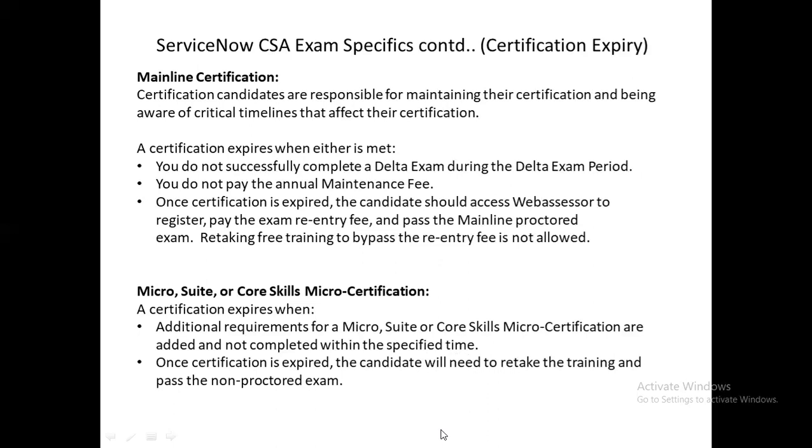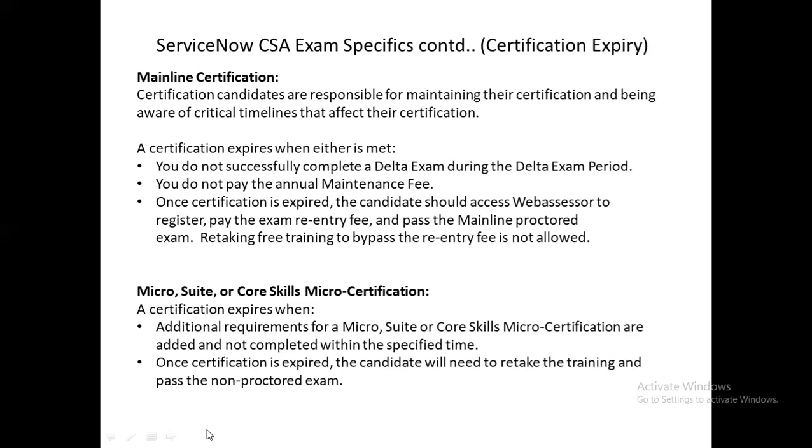Once certification is expired, the candidate will need to retake the training and pass the non-proctored exams. We already know that micro and suit are non-proctored exams. We have talked about it earlier. So if your certification is expired, then you will need to retake the training, that particular module, whichever you're talking about, and you have to again write that exam, which is non-proctored in nature. We know that it is non-proctored, so that is fine, right?